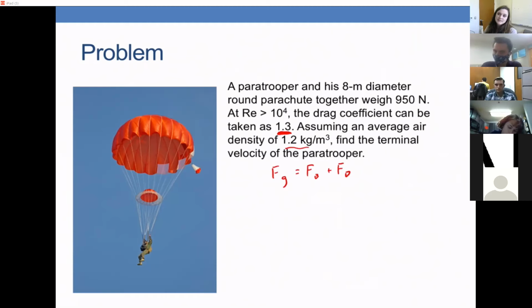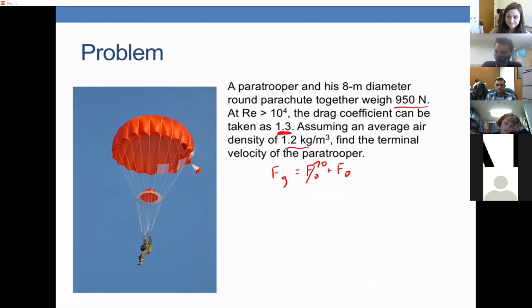There is a simplifying assumption I can make at this step. What do we think it'll be? Can we negate buoyant force? Yes, the buoyant force is probably negligible in this situation because the buoyant force would be the weight of the air this paratrooper displaces, and the density of air is so small that it is probably not going to be significant compared to 950 newtons, which is, I forget how many pounds it is, but it's pretty heavy. So we're just going to make that simplifying assumption.